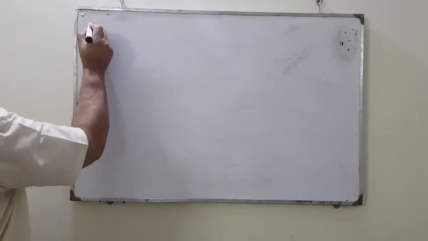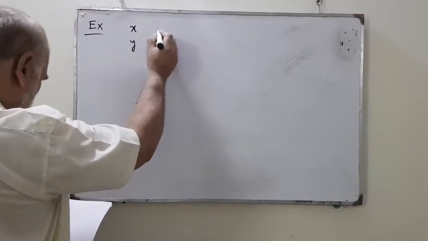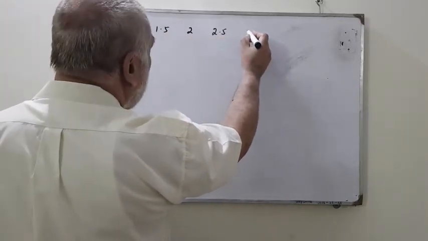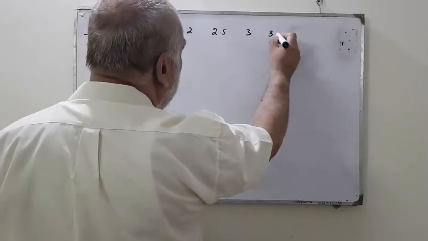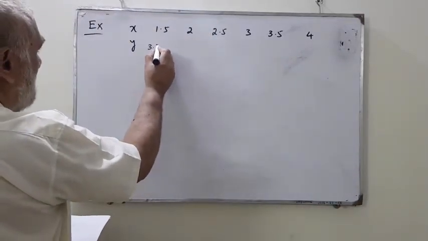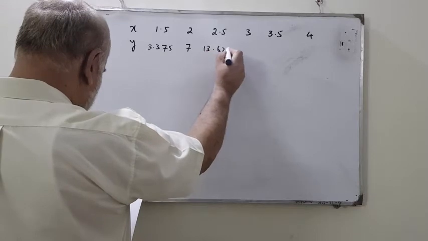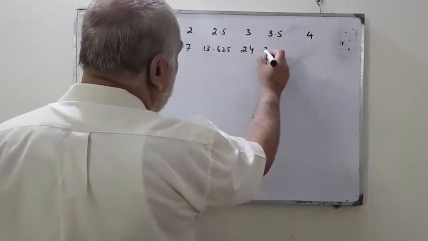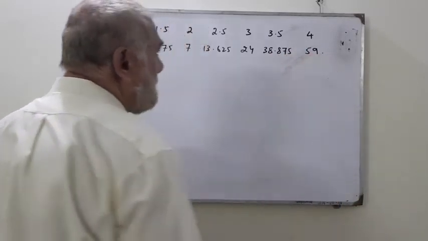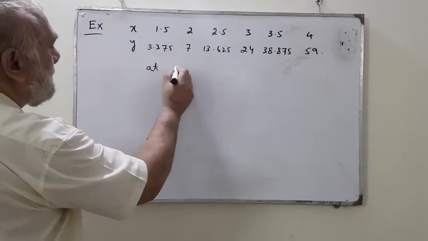The statement of the question is, you are given a set of points, x and y: x is 1.5, 2, 2.5, 3, 3.5 and 4. And the corresponding values are 3.375, 7, 13.625, 24, 38.875 and 59. So this is the set of points given to you, and you have to measure the rate of change at x equals 1.5.